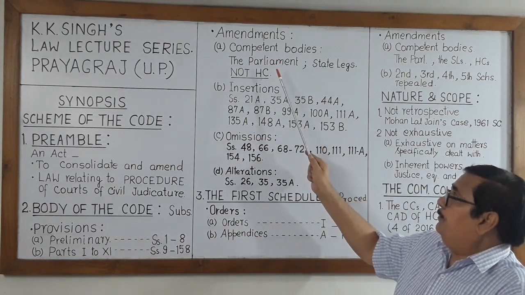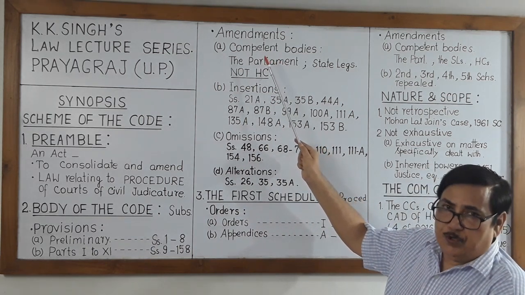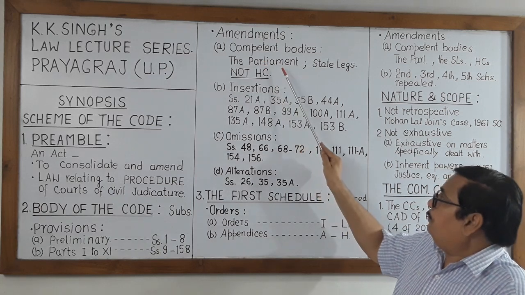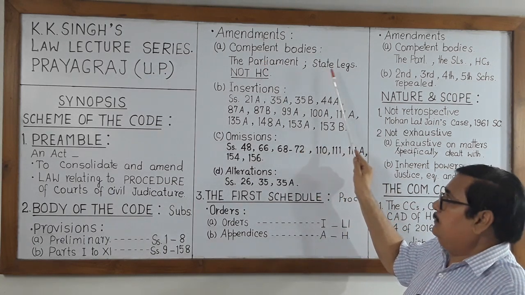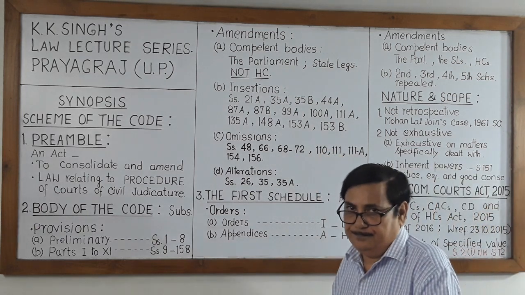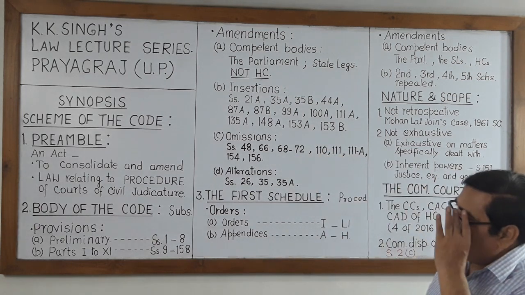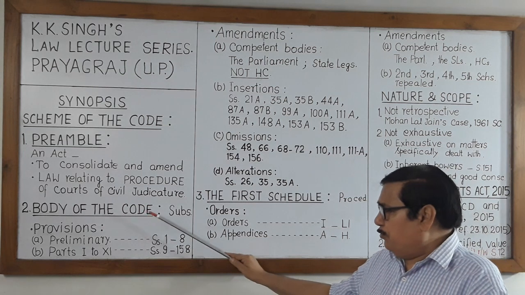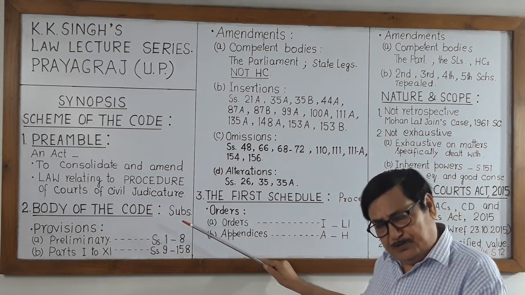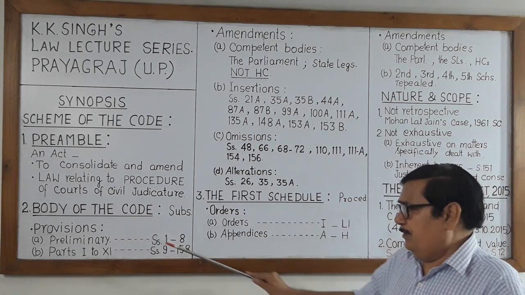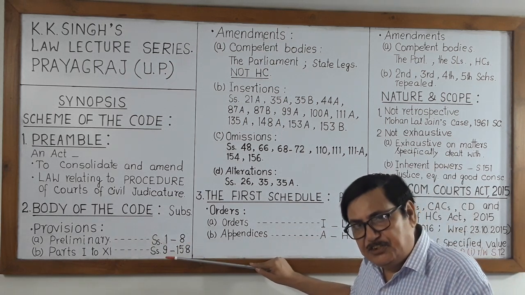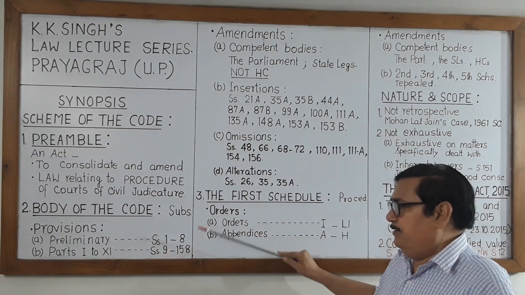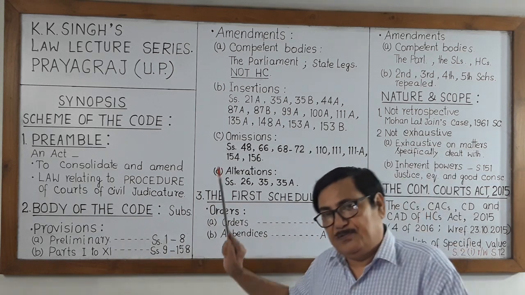Look here. Who can amend the body of the code? The Parliament, the state legislatures, not High Court. And the body of the code is of substantive nature. Preliminary sections 1 to 8, remaining sections 9 to 158 divided into 11 parts.